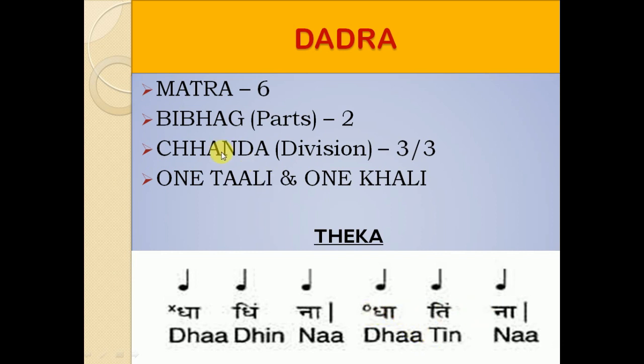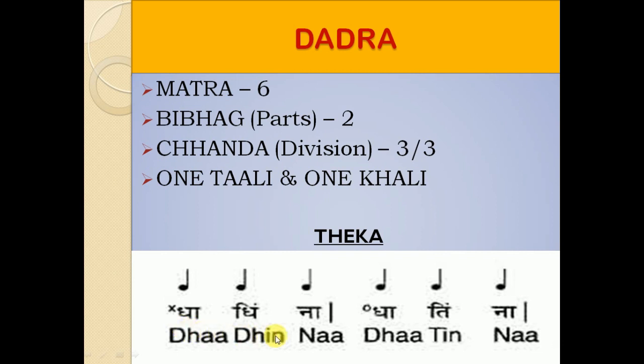Then you have the Chanda. Chanda means how many matras are there in each section. Now if you see the chanda here, it is 3 oblique 3. Now how is it 3 oblique 3? There are 3 matras in one section. So we have already learned about Vibhag. There are 2 parts, okay?